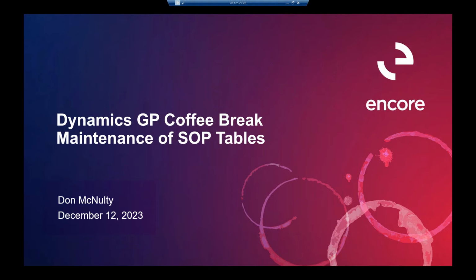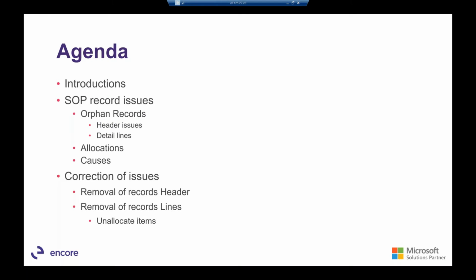Perfect. Thanks very much. Well, good morning, everyone. So today we're going to talk a little bit more technically than most of my other coffee breaks and talk more about some maintenance on some SOP tables. So what are the problems with SOP? So sales order processing, or SOP, we have problems with orphan records and allocations. And there's a couple of reasons why this happens, which we'll go over. But basically what it is we have header issues and we have detail line issues. The header issues are not a big deal.